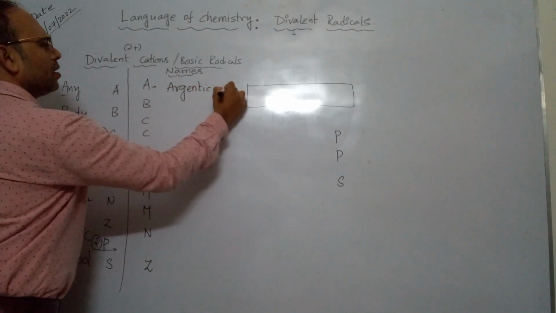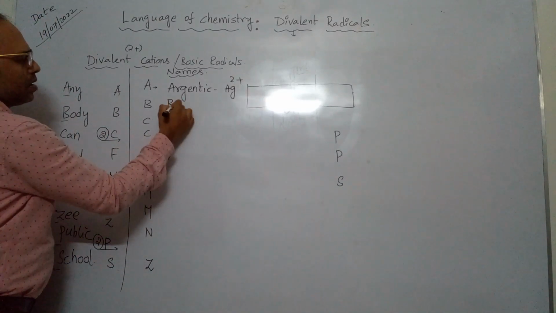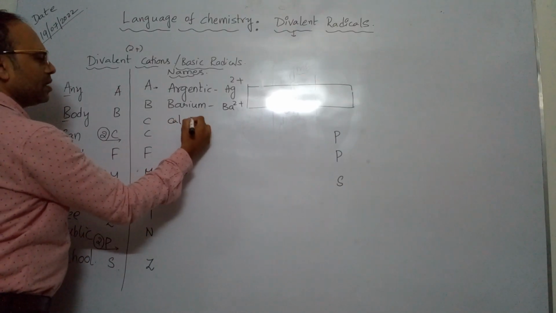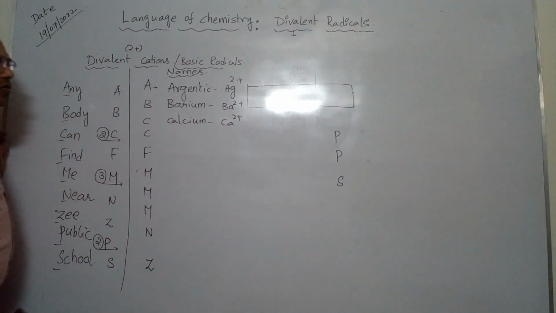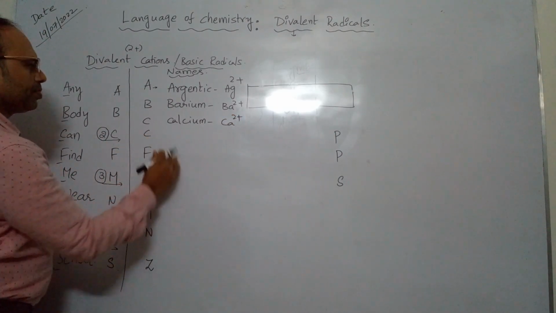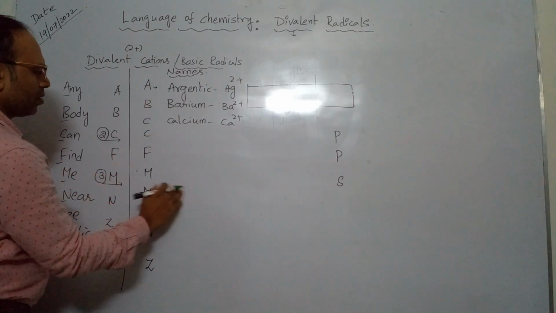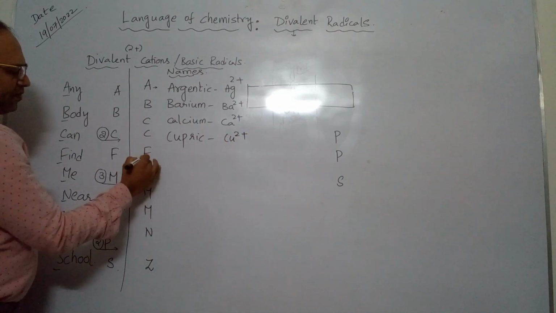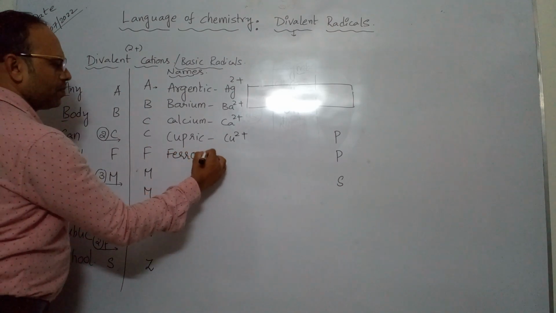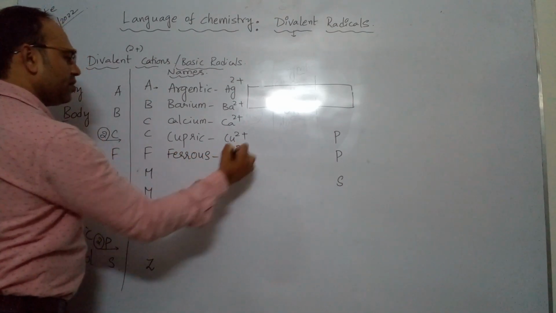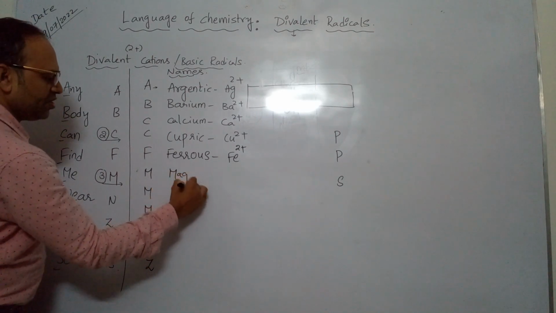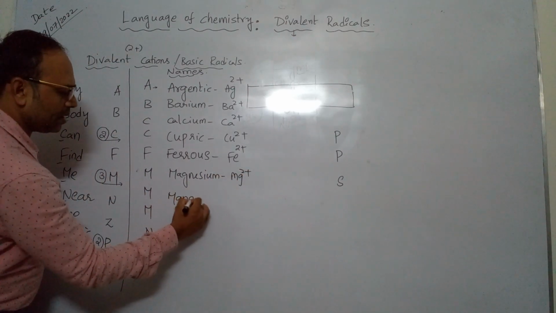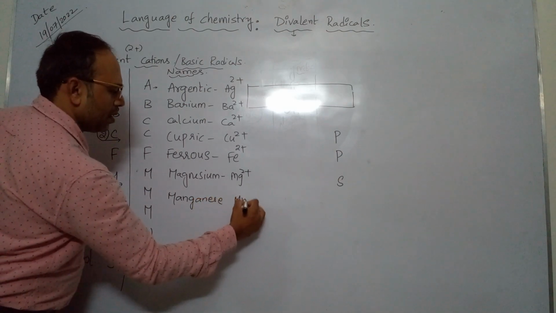First one, if you have A, this is argentic, symbol Ag2 plus. B, barium, Ba2 plus. C, calcium, Ca2 plus. Next, cupric, Cu2 plus. After this, ferrous, Fe2 plus. Next, magnesium, Mg2 plus. Next, manganese, Mn2 plus.